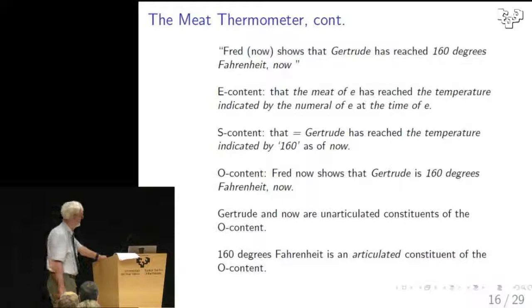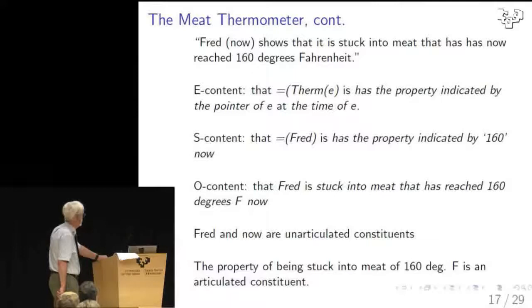Jesus. This guy wrote a lot about meat thermometers.